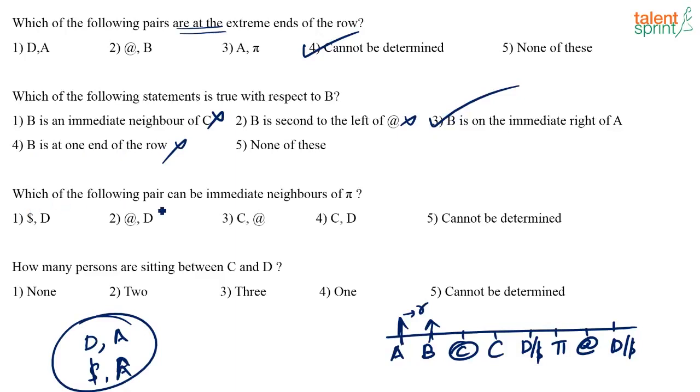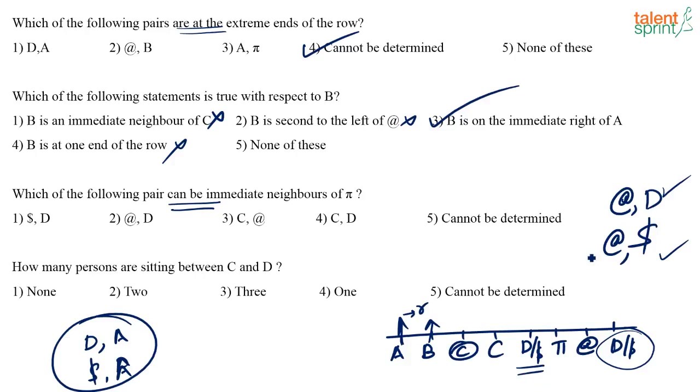Next. Which of the following pairs can be immediate neighbors of pi? So who can be the immediate neighbors of pi? C, at the rate, dollar, at the rate, D. See, what are they asking? They are asking which of the following are immediate neighbors of pi. So it can be either D, at the rate or dollar, at the rate. Since they are asking can be, look at the options. Here this one is there. Now this can be one of your answers. If the question was which of the following pairs is an immediate neighbor of pi, then you should say the answer is can't be determined. Here they are asking which of the following pairs can be the immediate neighbors of pi. So you should mark the answer as option 2. I hope it is clear.